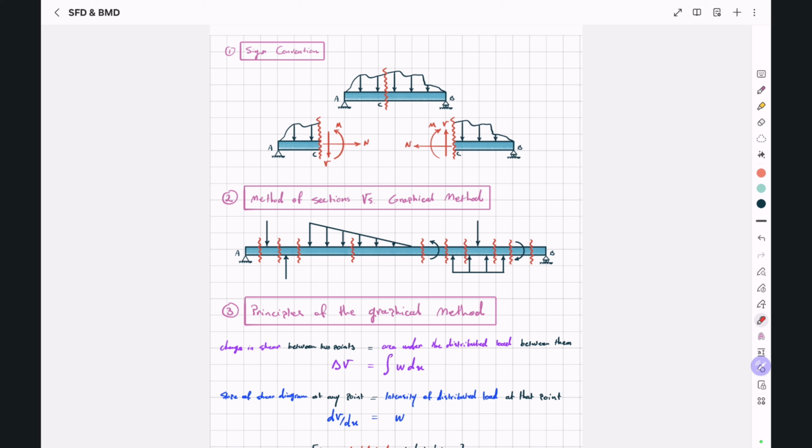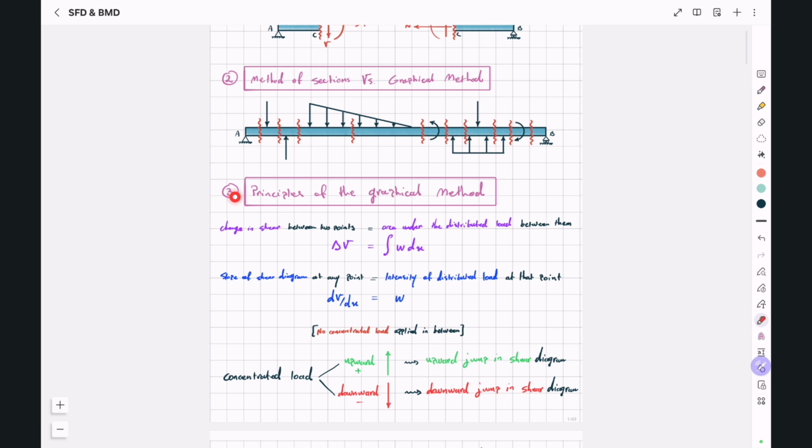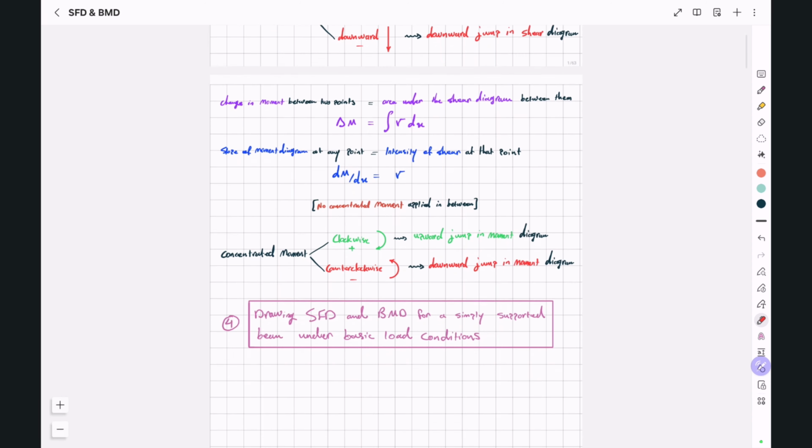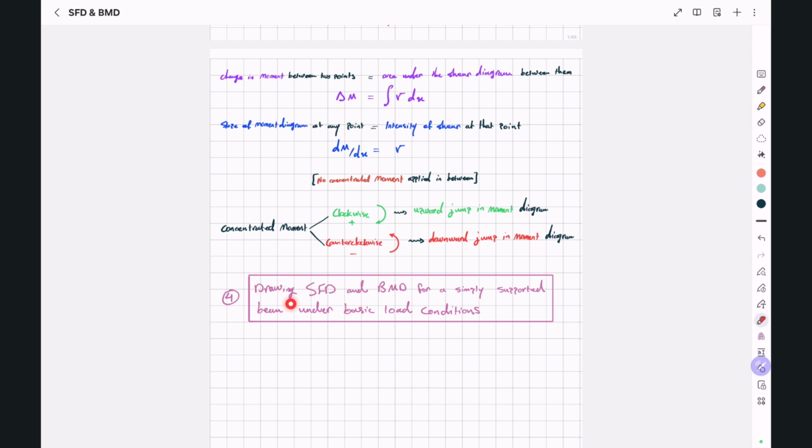So in the first few minutes of this video, I'm going to talk about the sign convention I prefer to use to determine my shear and moment. Then I'm going to explain why we prefer to use the graphical method sometimes instead of the method of sections. I'm going to go over the main principles of the graphical method. And finally, I'm going to explain how you can draw the shear force and bending moment diagrams for a simply supported beam under basic load conditions.